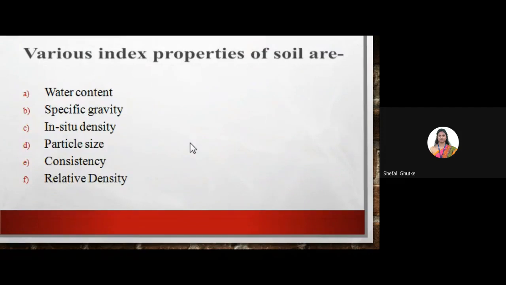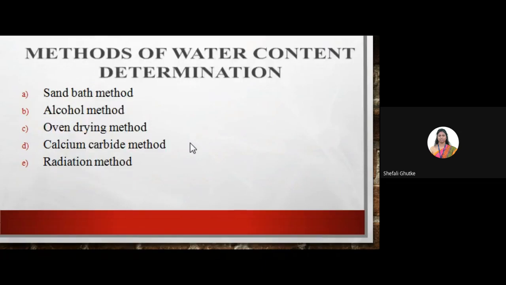These are the various index properties of a soil: water content, specific gravity, in situ density, particle size, consistency, and relative density. First, we are going to talk about the water content. The water content is the ratio of the weight of water to the weight of soil solids. These are the methods we will discuss: the first one is the sand bath method, second is the alcohol method, third is the oven drying method, fourth is the calcium carbide method, and the last one is the radiation method.